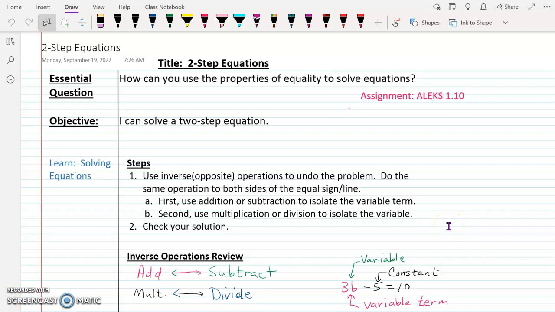Hey students, this is Mr. Boyd again. And in today's lesson, we're going to take a look at how do you solve a two-step equation.